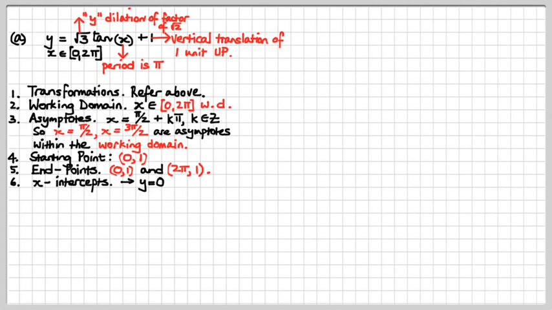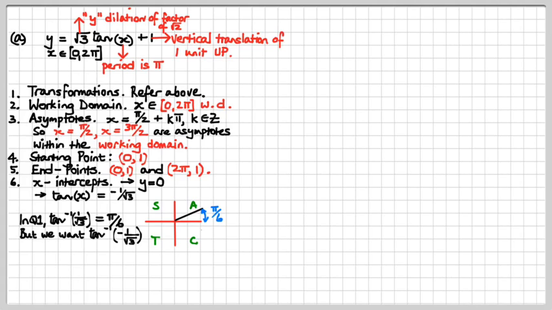X-intercepts will be, that means when y is 0. So basically we're going to solve that for x, and we get that. So that means if we look at our cast diagram, we've got a basic angle if we were dealing with quadrant 1 of pi on 6, but we're not dealing with quadrant 1. We actually want a negative value for tan, negative 1 over root 3. So which quadrants do we want? We want those quadrants where tan is negative, so we want quadrant 2 and quadrant 4.